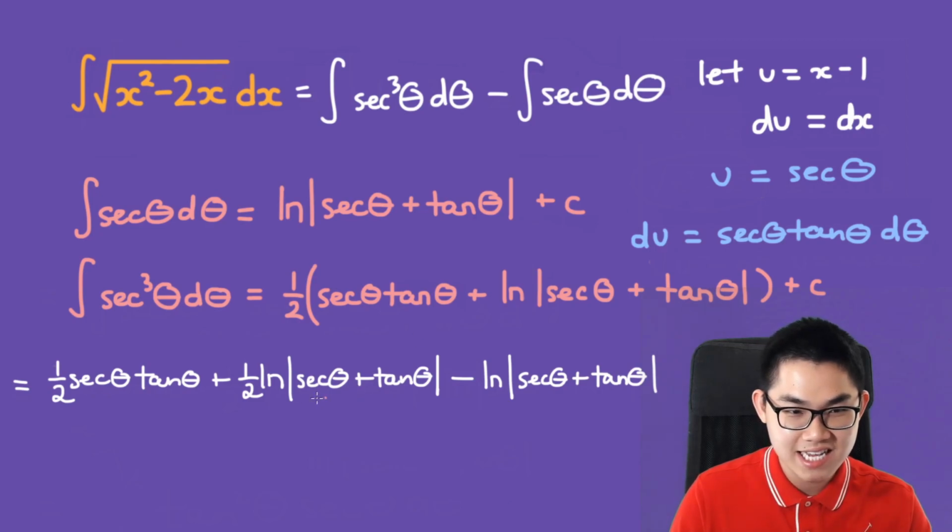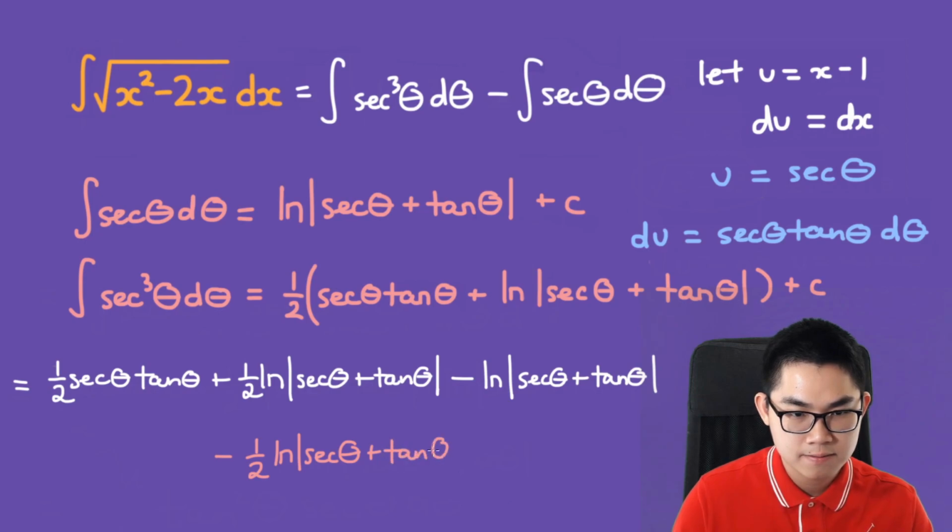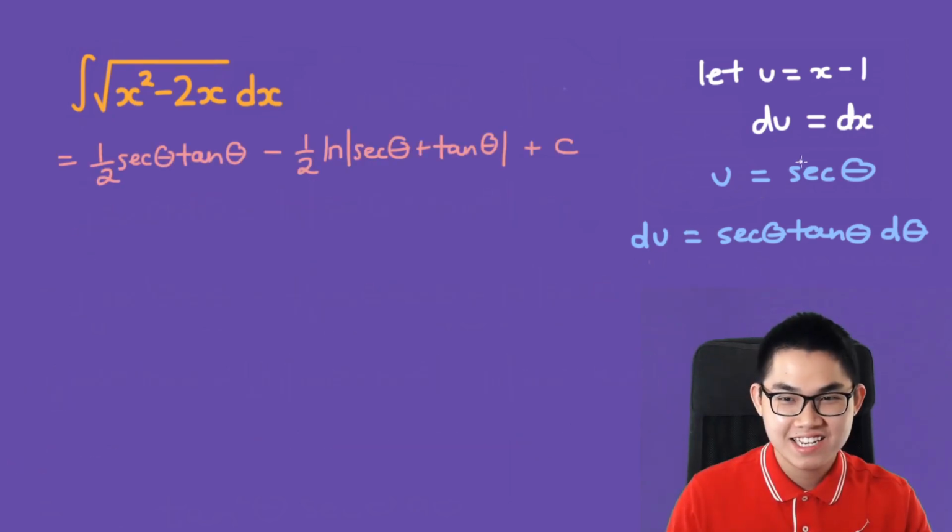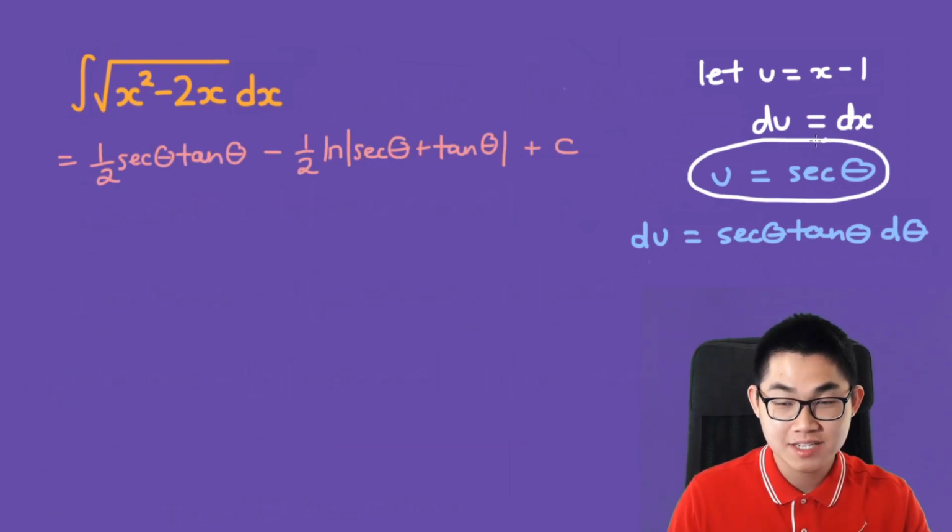Now as you can see, both of these are the same. They are the same term. So we can simplify this. We have 1 over 2 of this minus this part, which gives us negative 1 over 2 of ln of secant plus tan. And then don't forget our initial part, which is 1 over 2 times secant times tan. And then plus c.